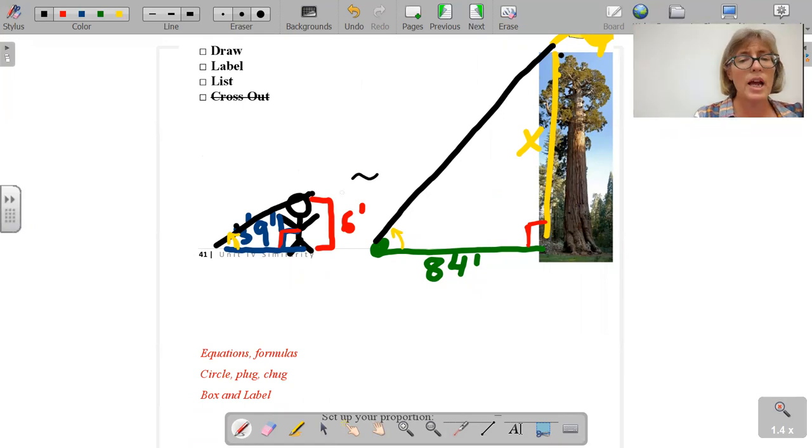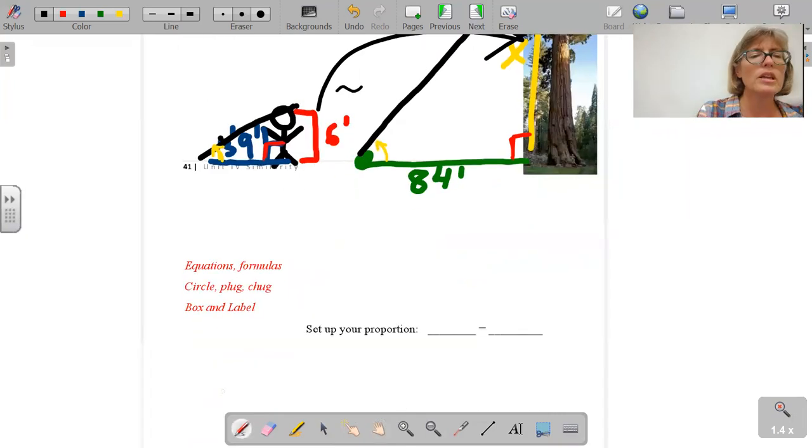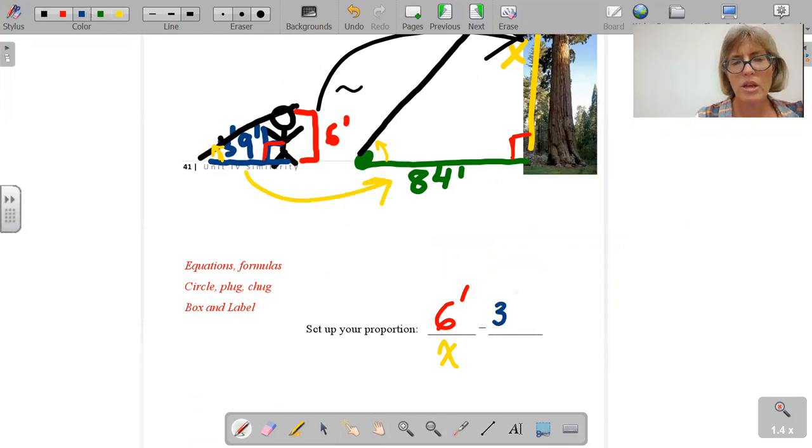Or I'm going to go height to height, left to right. I'm going to go 6 feet to unknown is the same as shadow to shadow, left to right: 3 feet 9 inches to 84 feet. Now, let me keep my color straight. We did that in green.